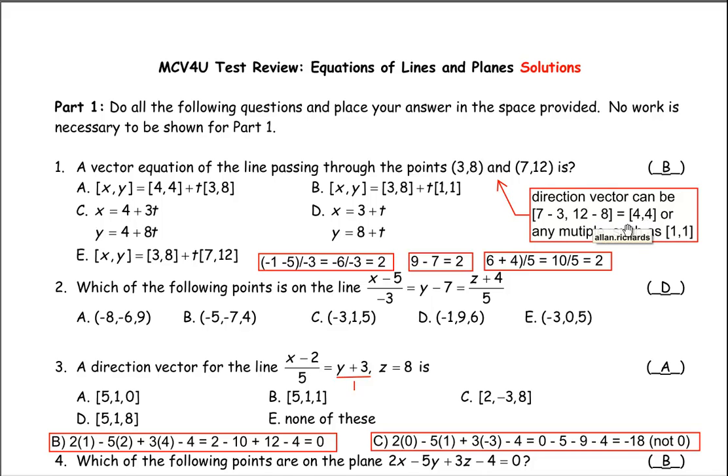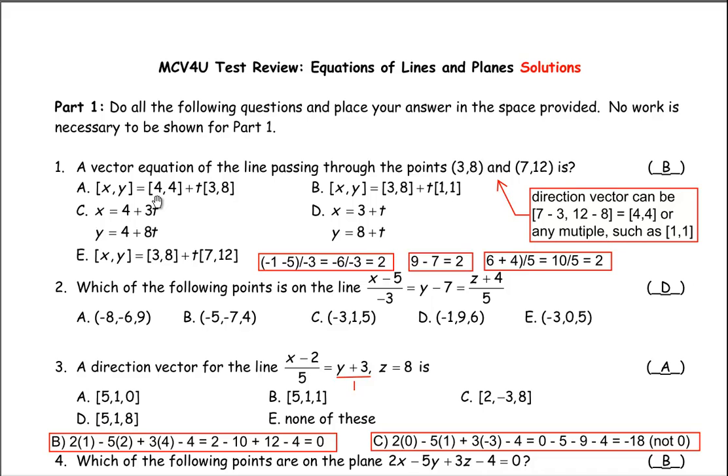Now we can use (4, 4) or any multiple. If you divide both of those by 4, you'll actually get the vector (1, 1), and that's the one actually used in the answer here. I could have put (4, 4) there, or (2, 2), or (10, 10). Any multiple would do. And this could be (3, 8), or I could have put (7, 12) there as well. So that's why B is the correct answer for number 1.